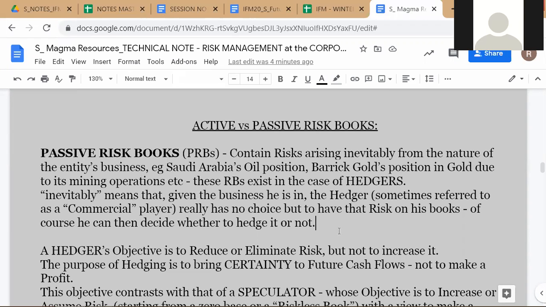India is not a very good example, but I wanted to connect to the discussion we started that day when we got into this technical note on risk management at the corporate treasury. So let's look at some better examples.